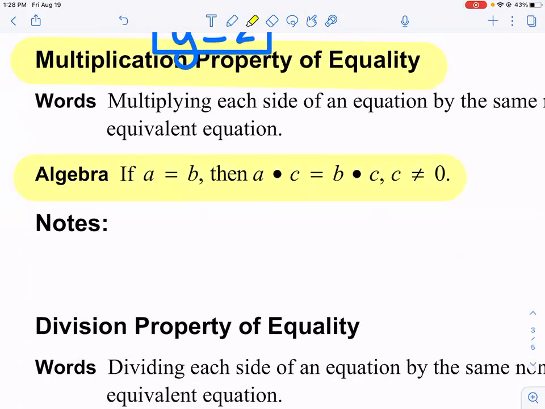Okay, let's go to the multiplication property of equality. Go ahead and highlight that for me. So we are back to page 5 in your journal. Okay.